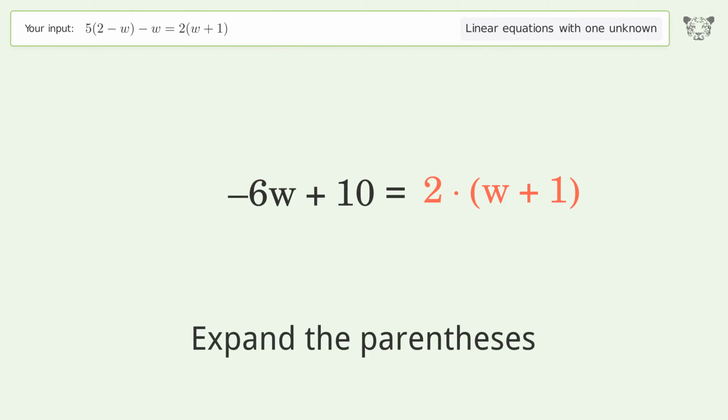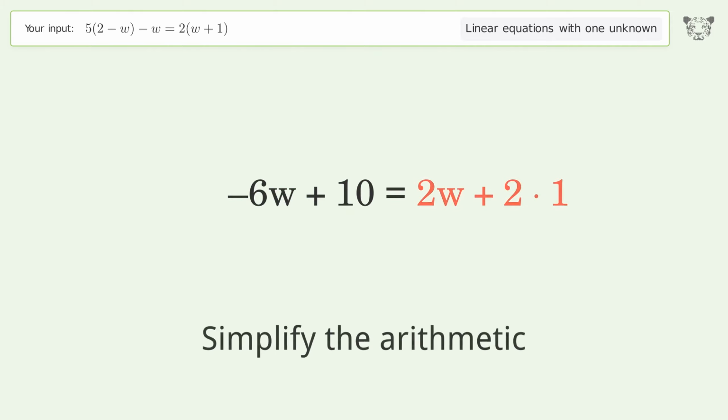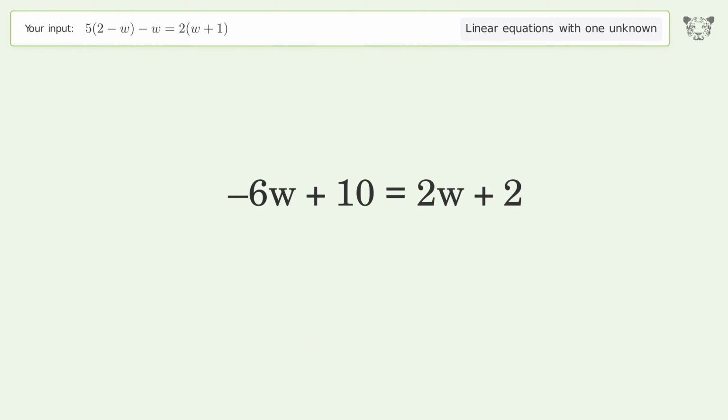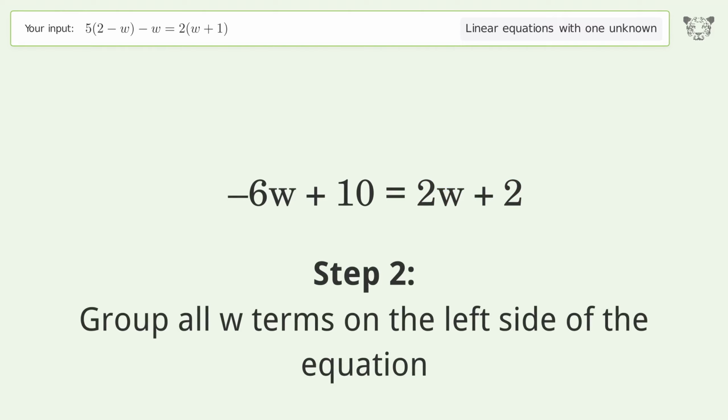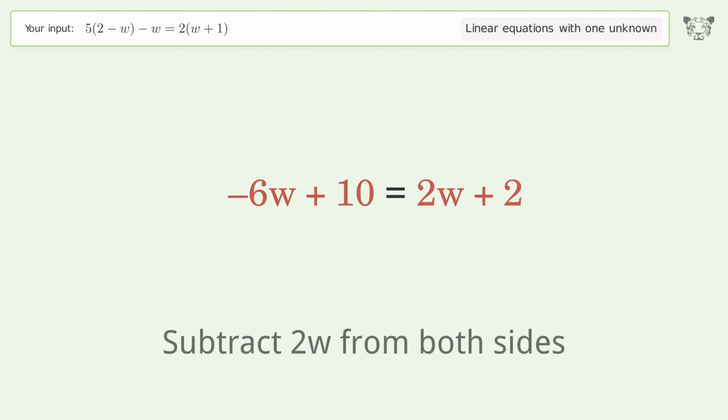Expand the parentheses. Simplify the arithmetic. Group all w terms on the left side of the equation. Subtract 2w from both sides.